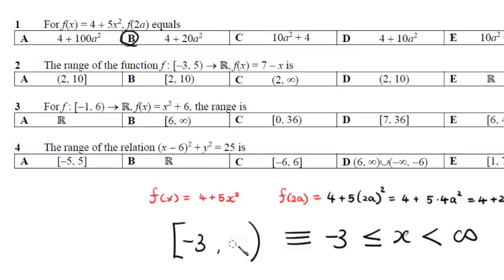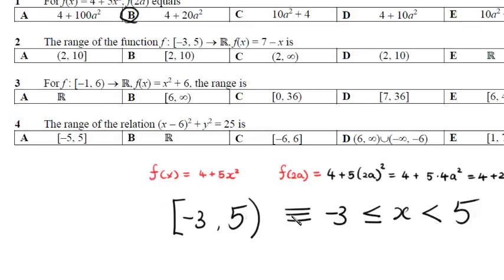So this is 5. That means this is 5 as well. Sorry about that, guys. So it doesn't include 5, but it includes -3. Okay, so x value can be anything in between those two.